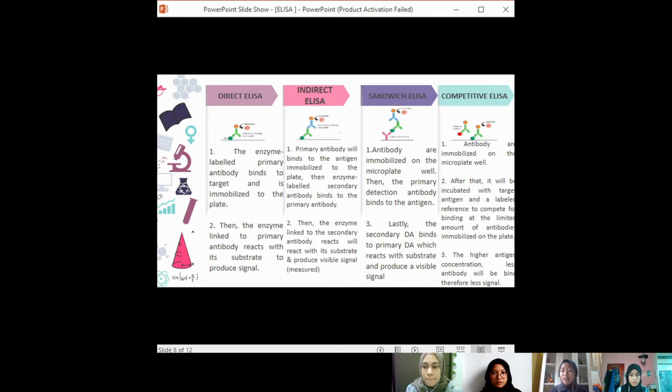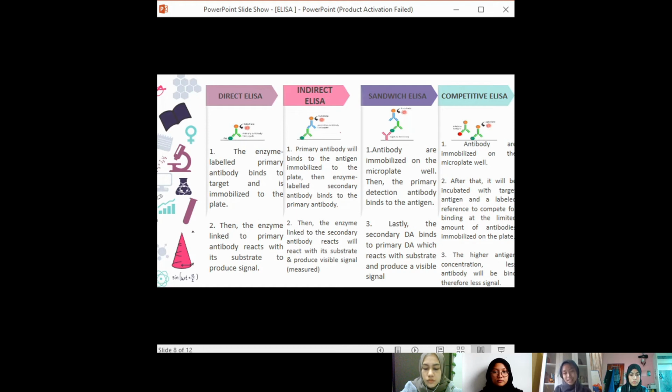And lastly, we have competitive ELISA. Competitive ELISA will be using an inhibitor antigen. Antibody is immobilized on the microplate well. After that, it will be incubated with the target antigen and a labeled reference to compete for binding at the limited amount of antibody immobilized on the plate. This results in the higher the antigen concentration, the less antibody will bind.